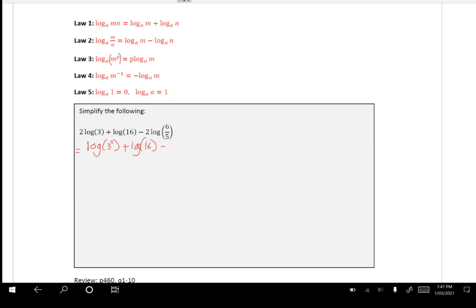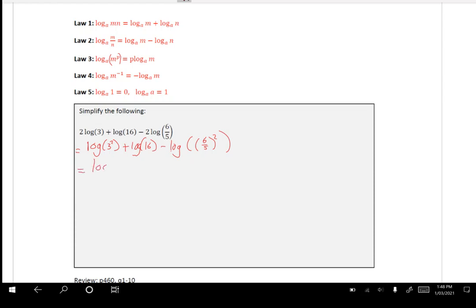minus, whoops. This one has a 2 in front of it as well, so we'd turn that into log, bracket, I'm going to double bracket here, 6 over 5 squared, close bracket. Oh, I just realized I've made this harder than I needed to. No, actually, I didn't. We've done it right.